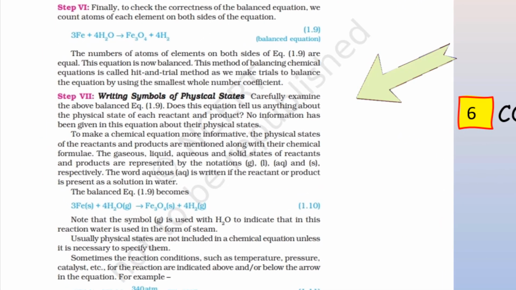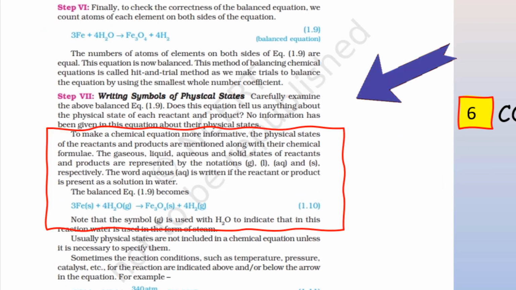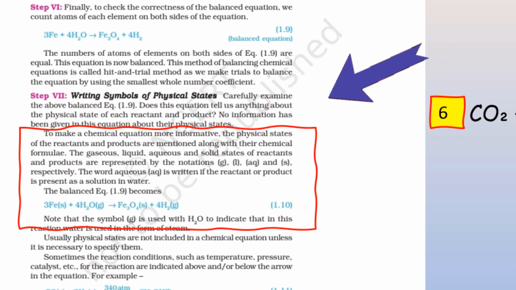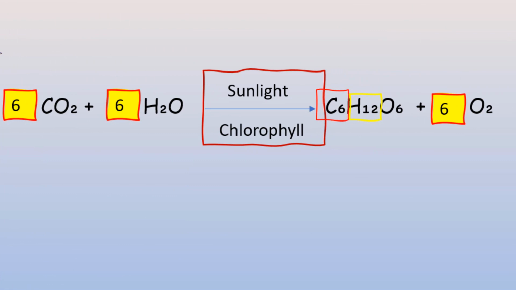Now let us look at the conditions that are required for a chemical equation. To make a chemical equation more informative, like we write the physical states, we also write certain other important information. You can see here a chemical equation. This equation depicts the process by which green plants produce their own food. What is that? That is photosynthesis. In photosynthesis, carbon dioxide and water in presence of sunlight and chlorophyll produce simple sugar and oxygen.